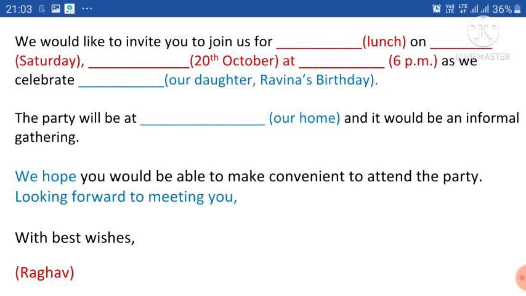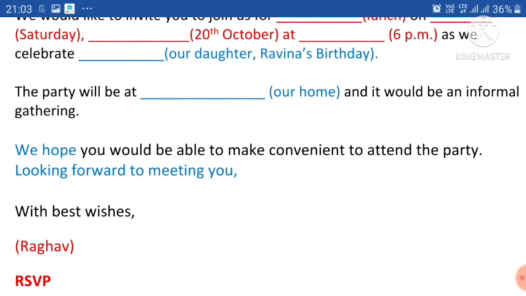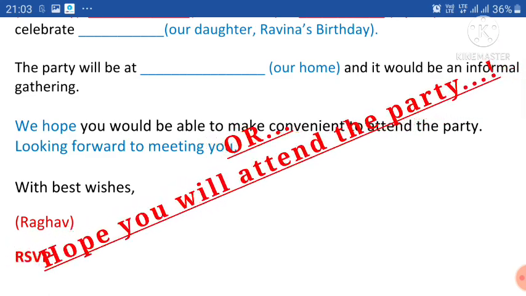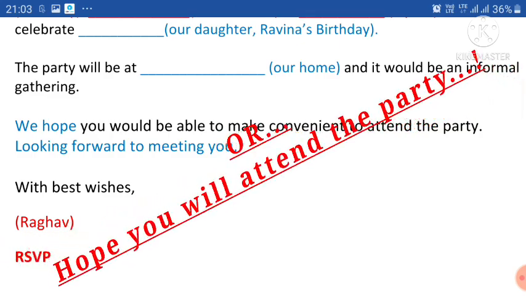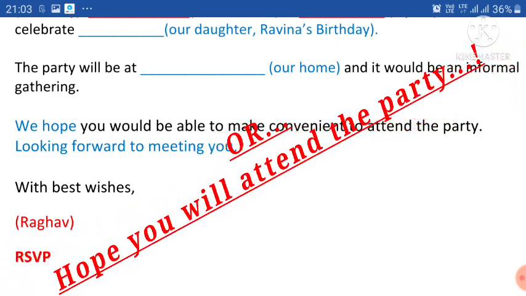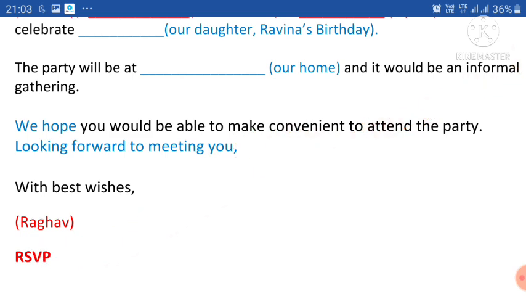And then comes the third and the last paragraph, which actually comprises two sentences. We hope you would be able to make it convenient to attend the party. Now this is a new addition which I made. To make convenient, you can add this somewhere in the middle of the line, or you could write, we hope you would be able to attend the party, to make it simple. Looking forward to meeting you. That's a line fixed for you to learn. Looking forward to meeting you.